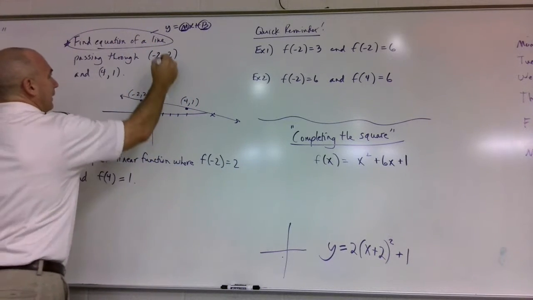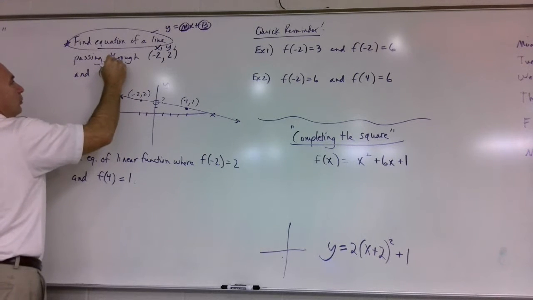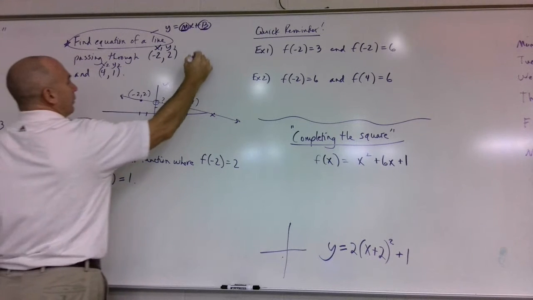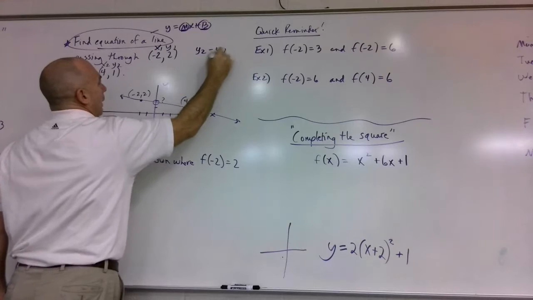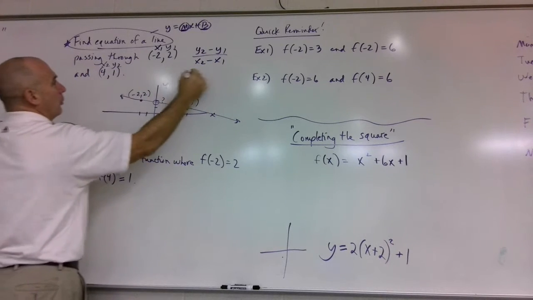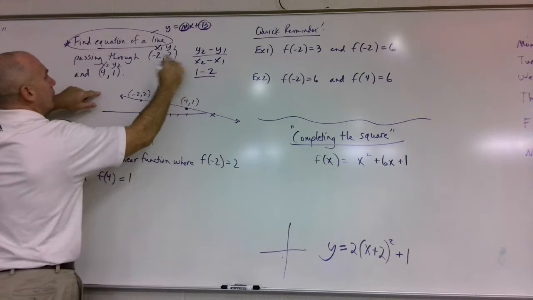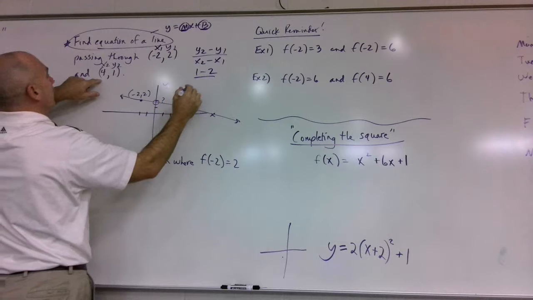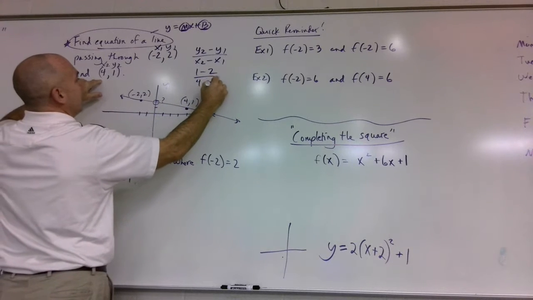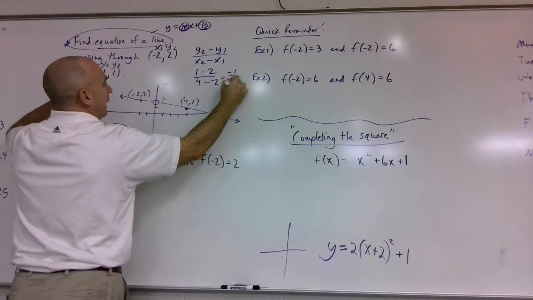One technique is just to say, okay, this is x1, y1, this is x2, y2, and we're going to use the old formula y2 minus y1 over x2 minus x1 and just plug and chug. So 1 minus 2 all over 4 minus a negative 2. So it'd be negative 1 all over 6.